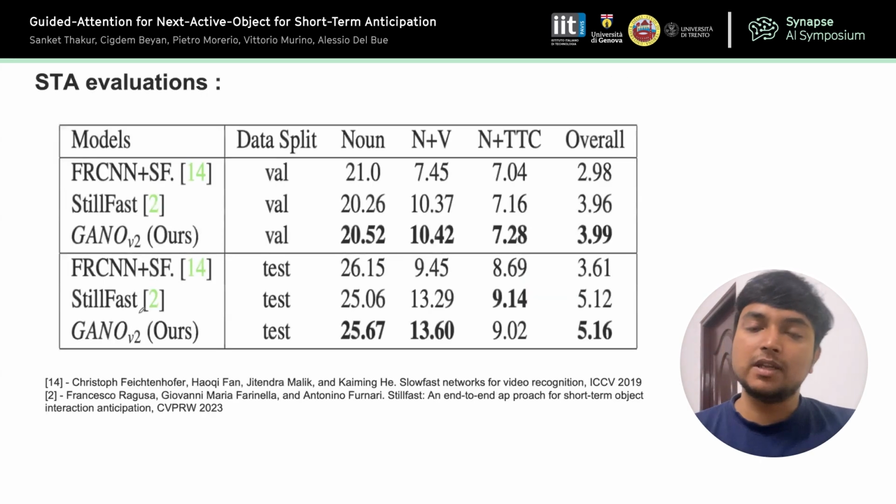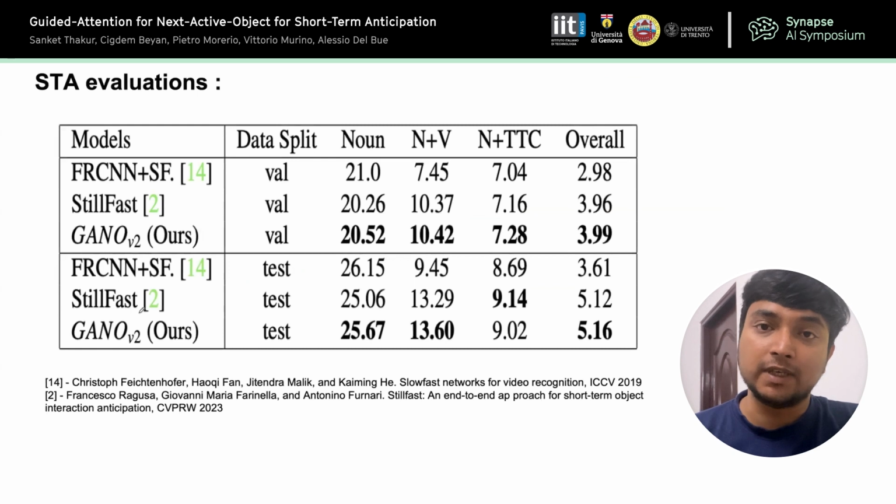Now, talking about some of the evaluations which we did on the Ego4D dataset. Again, Ego4D is the largest egocentric dataset, which was released by Facebook last year at CVPR 2022. Now we noticed that our model is performing best on the validation and the test set. Also, one thing to consider is that this work won the CVPR 2023 challenge on the Ego4D short anticipation task for the test set of this particular dataset.